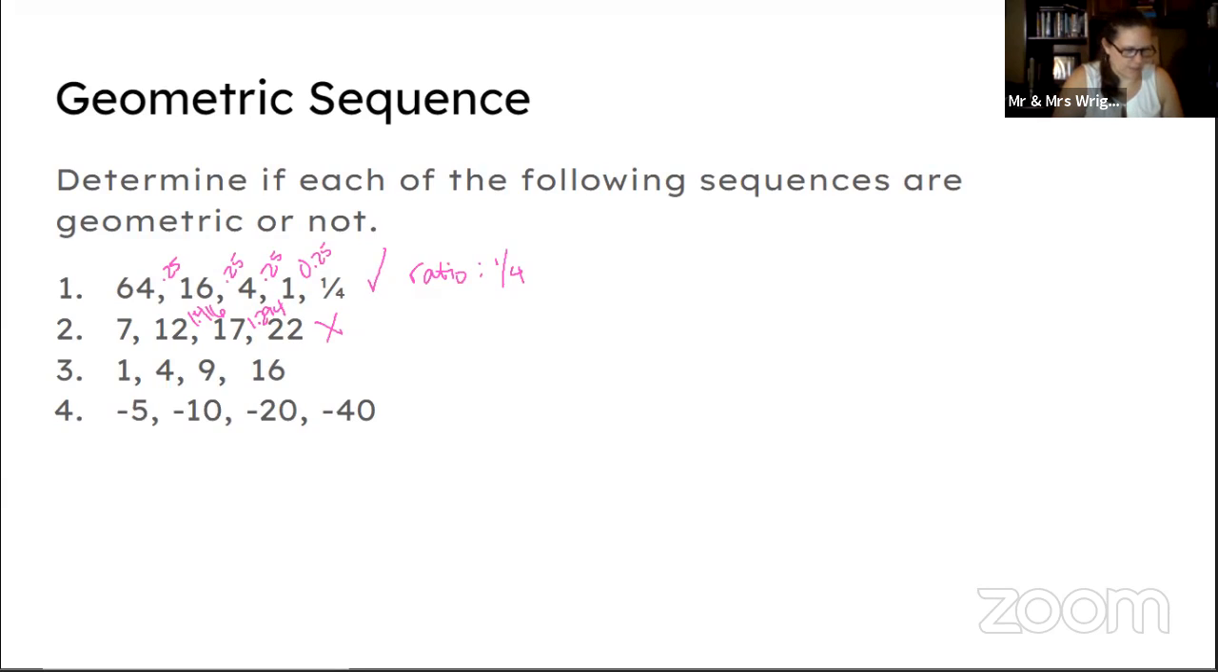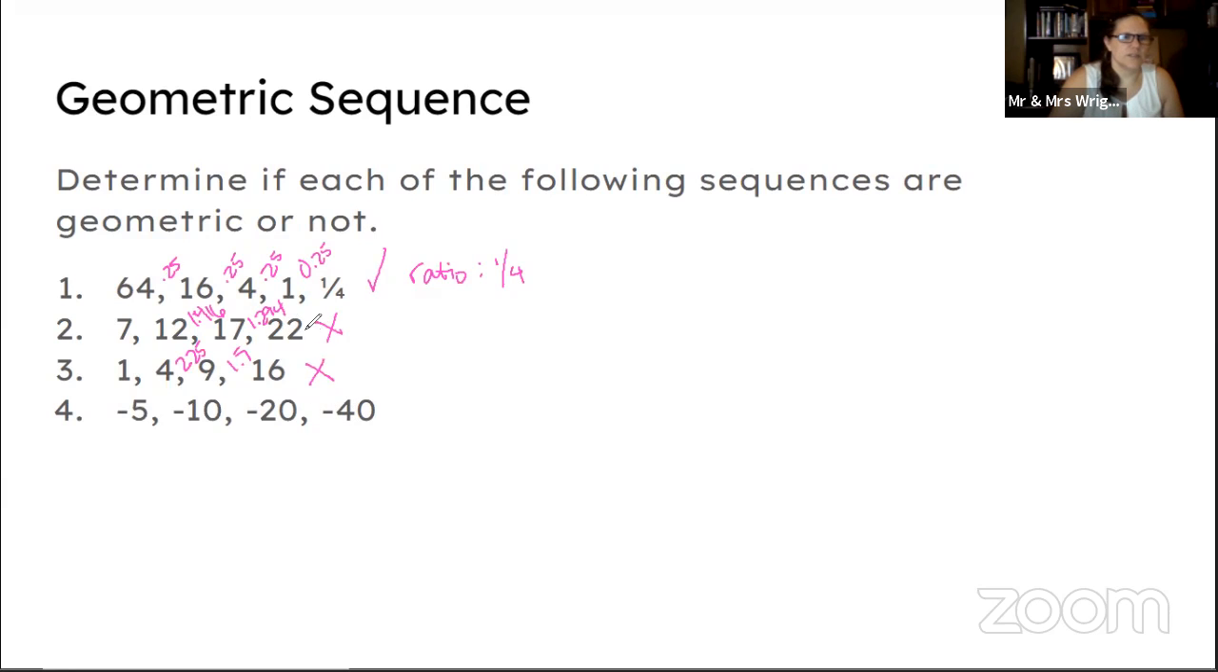16 divided by 9 is 1.7 repeating. Okay, well, that gives me hope, some repetition there. All right, 9 divided by 4 is 2.25. Oh, bummer. Darn. So those are not common. They're not similar. They're not the same. They're not repeating. So this is not a geometric sequence.